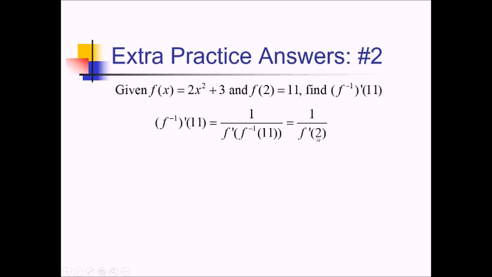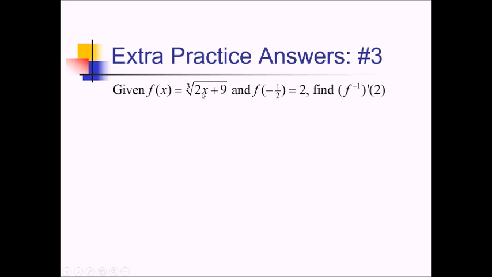And now I need to talk a little bit more about f prime. F prime in general is going to be 4x. So now plugging 2 into that, we end up with f prime of 2 equaling 8. So then I can just rewrite this whole thing as 1 over 8.